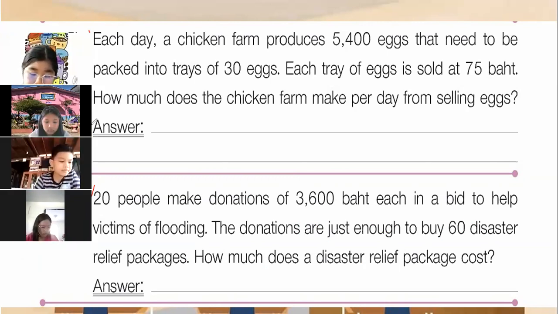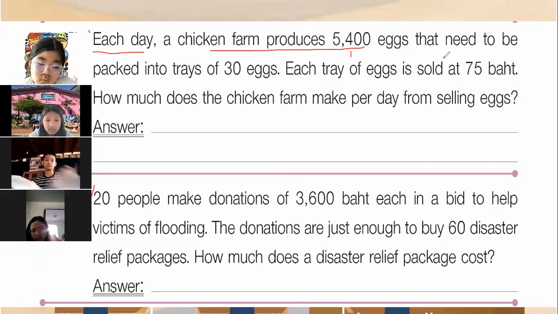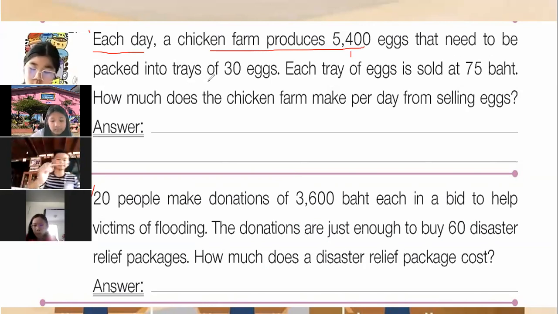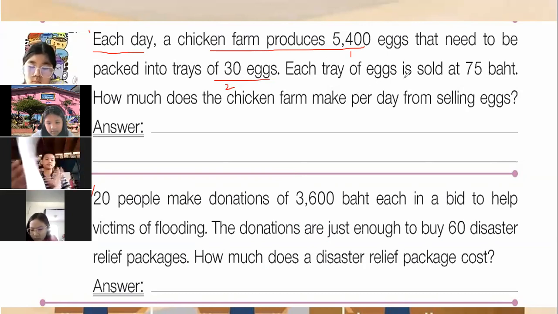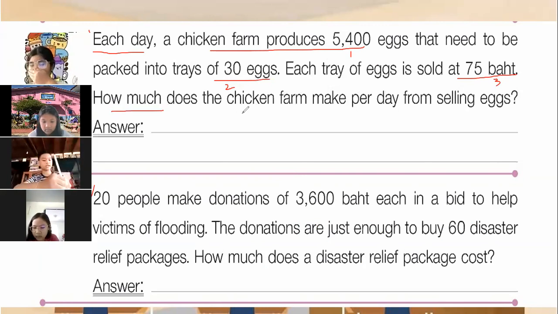It's very simple. Students, look at the information. Question number 5. Each day, a chicken farm produces 5,400 eggs. So this is one piece of information. They need to be packed into trays of 30 eggs. That's the second information. Each tray of eggs is sold at 75 baht. That's information number 3. Now look at the question. How much does the chicken farm make per day from selling eggs? You have 3 pieces of information given to us. Find the answer.